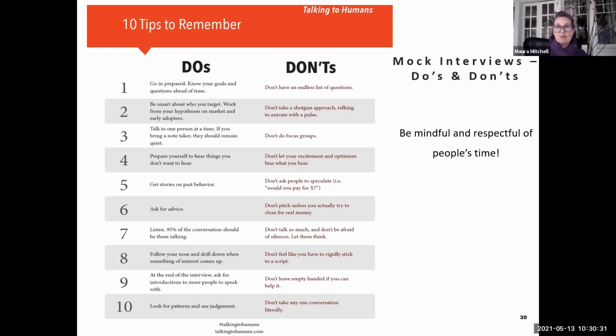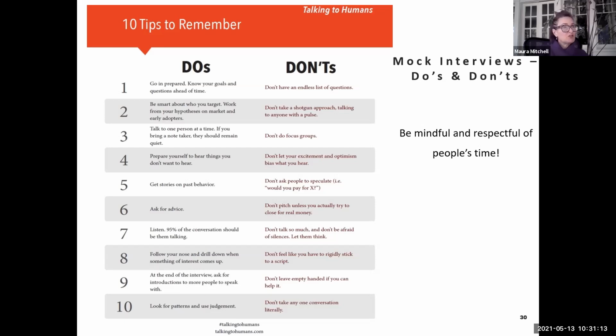Like Kate said, your excitement and optimism may come forward, but you don't want to let it bias what you hear, because you may start hearing that this person doesn't like your services or would never use them. But maybe by tweaking it, they would use them. Don't ask people to speculate if they would pay for this or if they would buy this. Don't pitch unless you actually try to close for real money. Don't talk so much. Don't be afraid of silence. Let them think about things.